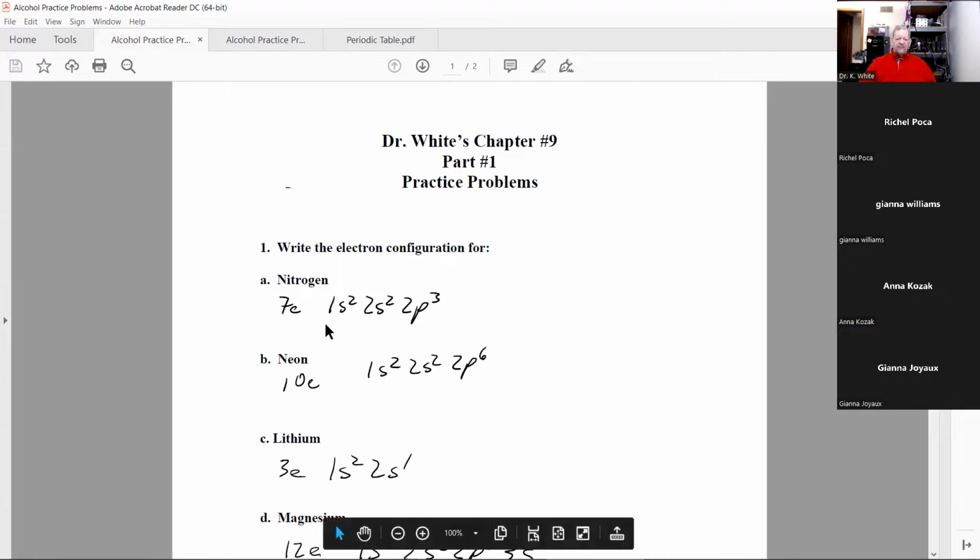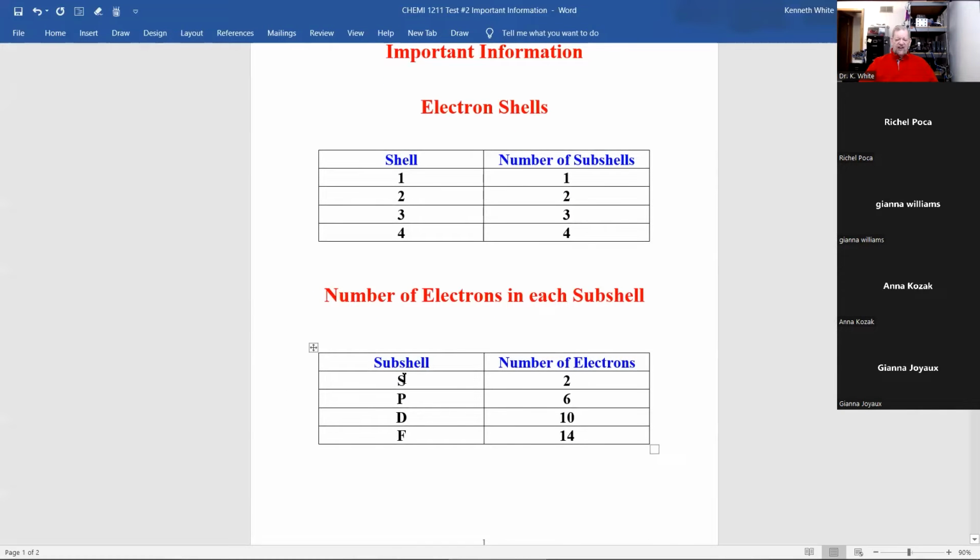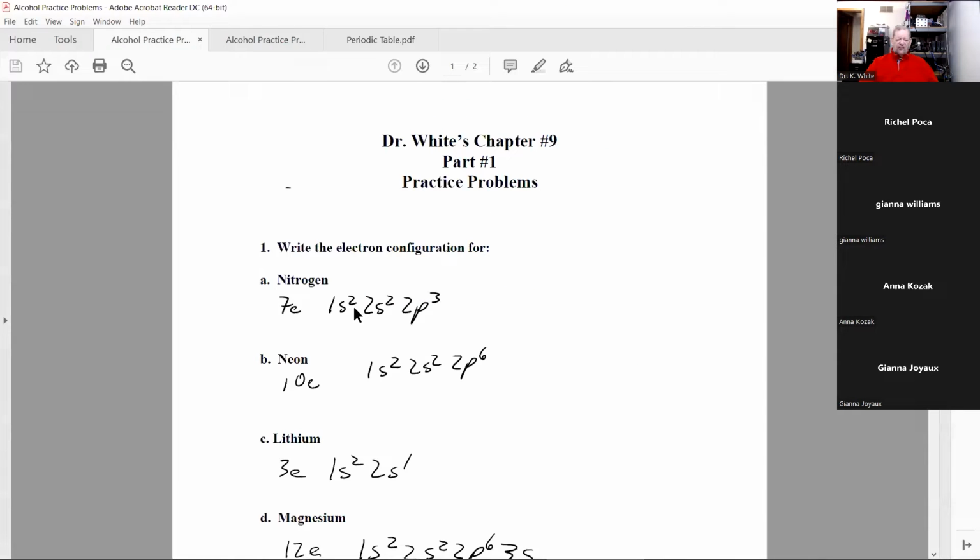What's the first shell? 1. How many subshells does it have? 1. And that is s. And the maximum number of electrons in s is 2 electrons. Well, I put it there, so that's 1s2. Remember, a subshell name is a number and a letter. Shell 1 only has 1 subshell, 1s. It can take a maximum of 2 electrons.